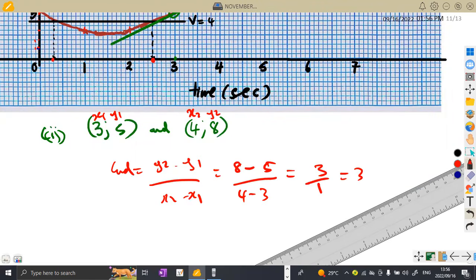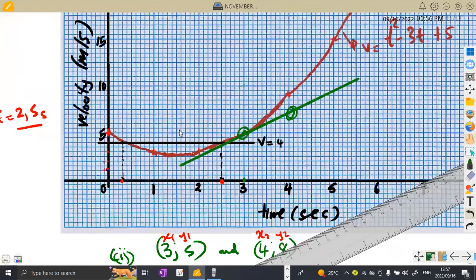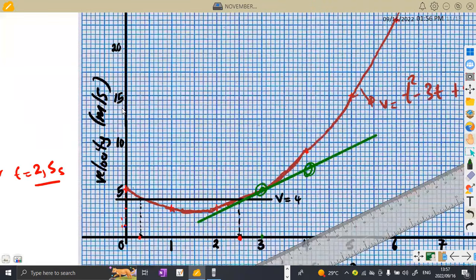So we calculated gradient, but what are we calculating? This is acceleration. So therefore, acceleration is going to be 3 meters per square second. So acceleration is gradient. The same way that you calculate gradient is the same way that you calculate your acceleration. Just draw a suitable tangent, take 2 points from there, then you can be able to calculate. So that was what we had, guys.